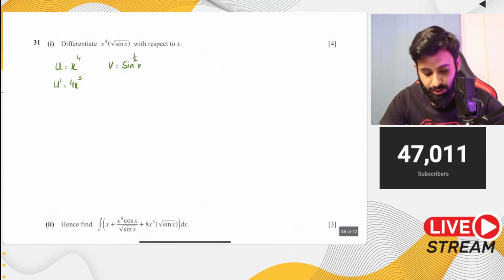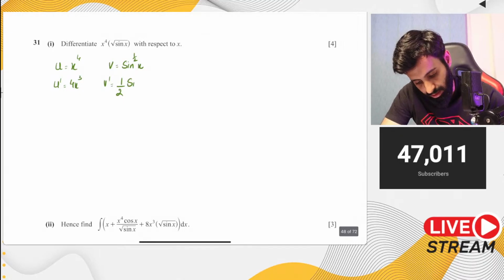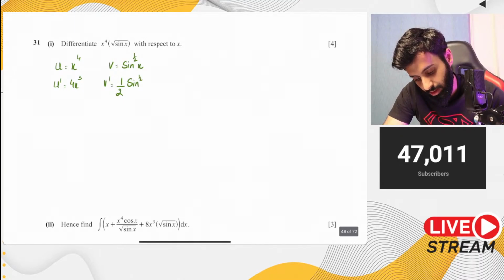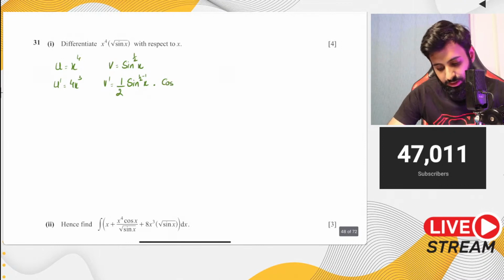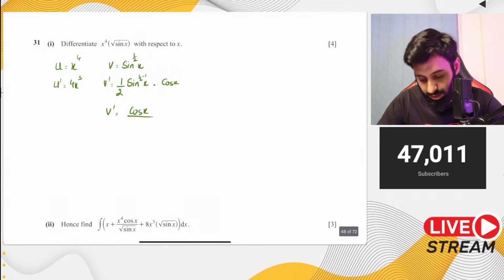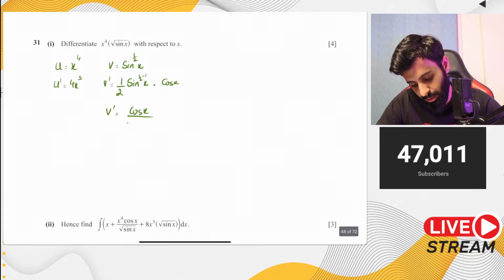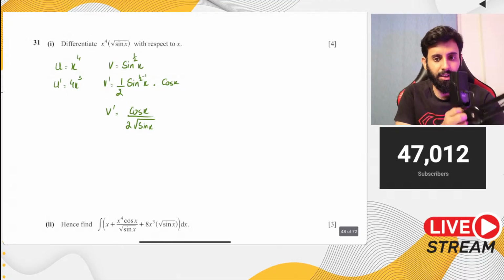Now, I hope you guys know how to differentiate this. So v prime is going to be equal to half of sine to the power of half x. Sine to the power of half minus 1 x. And then multiplied by the differential of sine, which is equal to cos x. Now it's important that you write this nicely. So this is going to be equal to cos x. Now because the power on sine will be half minus 1, which is minus 1. So as a result, you will have 2 sine to the power of half x, which instead I would prefer to write as 2 square root of sine x. I would prefer to write it like this.